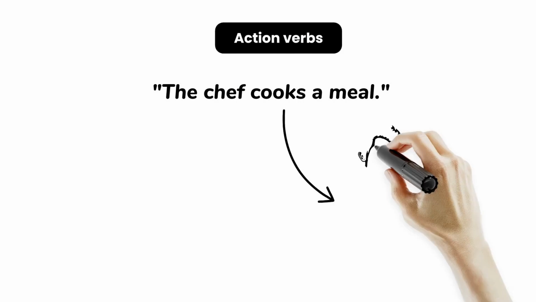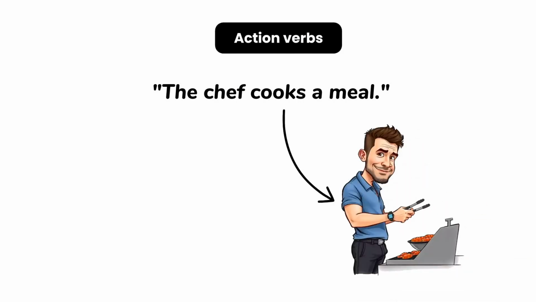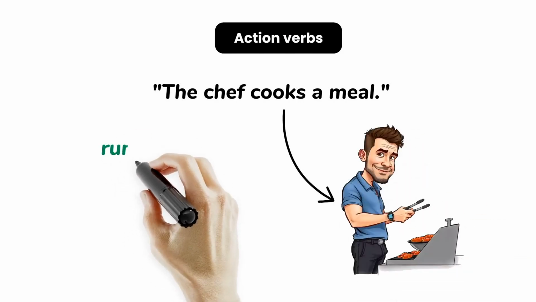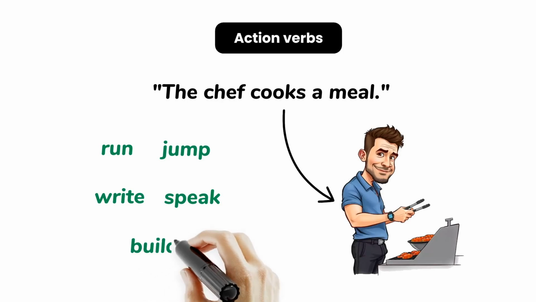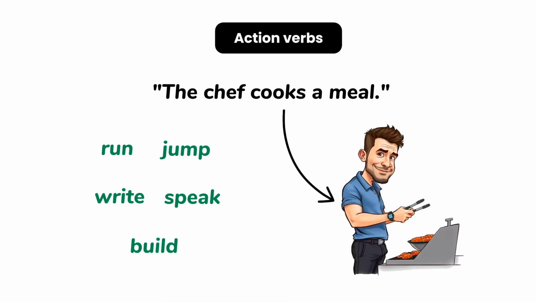For an action verb, you could say, "The chef cooks a meal." The verb cooks is the action he is performing. Other action verbs include run, jump, write, speak, and build. They all show something happening or someone doing something.